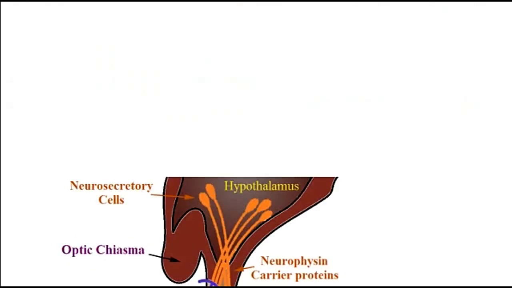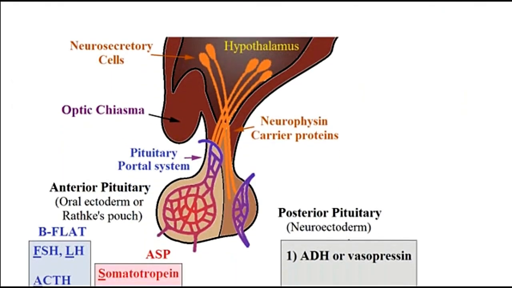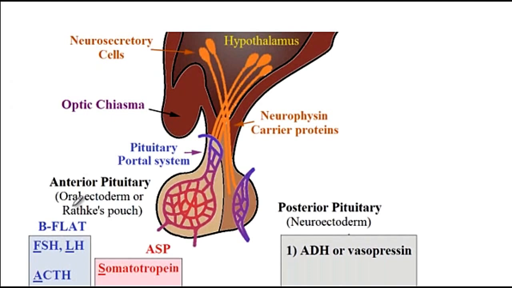So there are two parts to the pituitary gland. The anterior pituitary, which is made of the embryonic oral ectoderm, also known as Rathke's pouch, as well as the posterior pituitary, which is made of the neuroectoderm. Now note that the optic chiasm is in close proximity to the pituitary gland. So therefore, if there is an enlargement of the pituitary gland, like for instance from a pituitary adenoma, it will impinge on the optic chiasm and cause bitemporal hemianopsia. And I will discuss that later on.